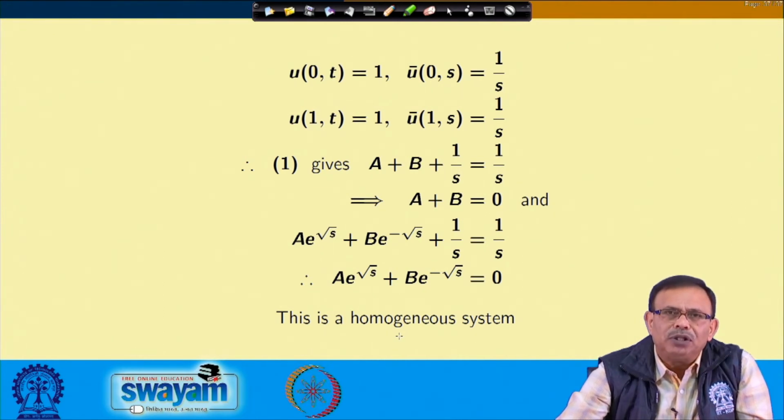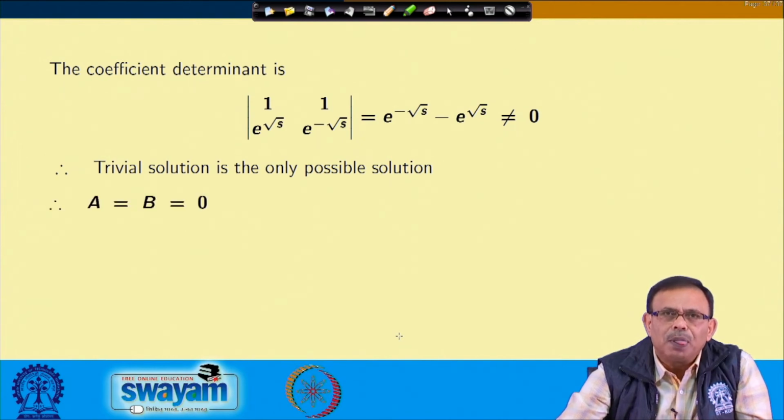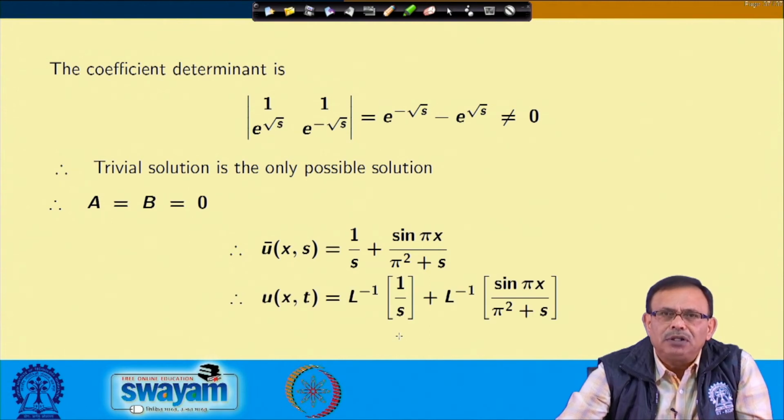This is actually a homogeneous equation, because on the right side you have 0. If you take the determinant of the coefficients, you find that it is non-zero. Therefore, the trivial solution is the only possible solution, that is a equals 0 and b equals 0. Substituting these, you obtain u bar x s equals 1 by s plus sin pi x by pi square plus s, and u x t is nothing but Laplace inverse of 1 by s plus Laplace inverse of sin pi x by pi square plus s.